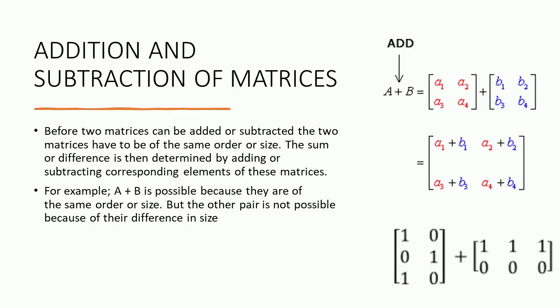And once that has been satisfied, all you have to do is to add the corresponding elements. As you can see, A1 will add B1, A2 will add B2, A3 will add B3, and A4 will add B4. This will actually complete the matrix.